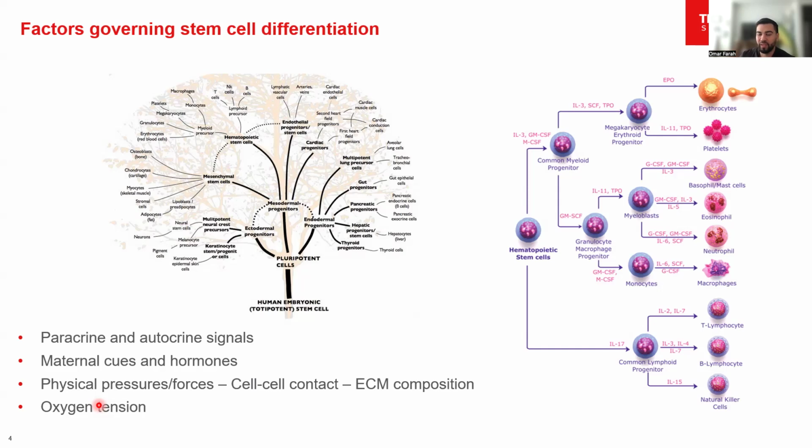And typically, we'll touch on this again. What we try to do in the lab when we differentiate our pluripotent stem cells into a specific cell type is we try to mimic these signaling pathways or cascades that start towards a particular lineage. And we'll talk a little bit more about this.